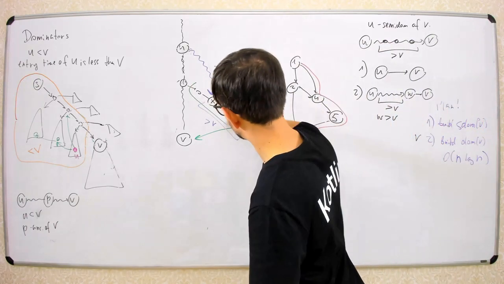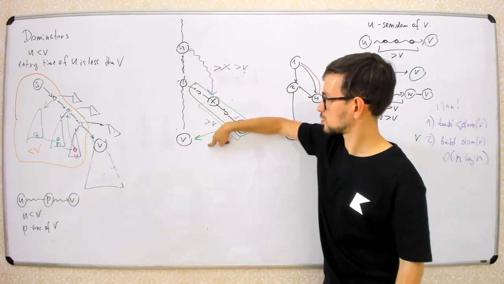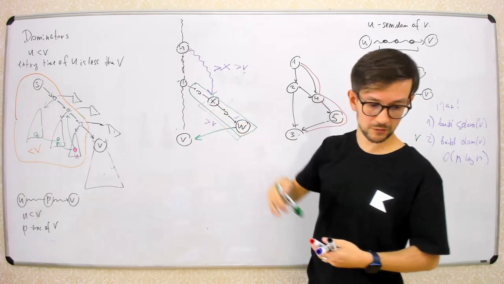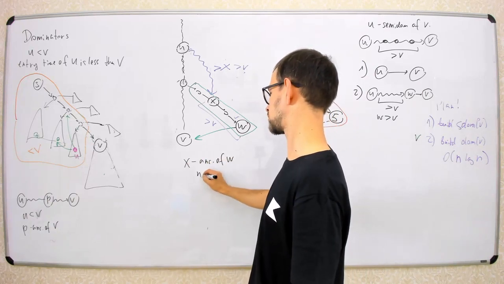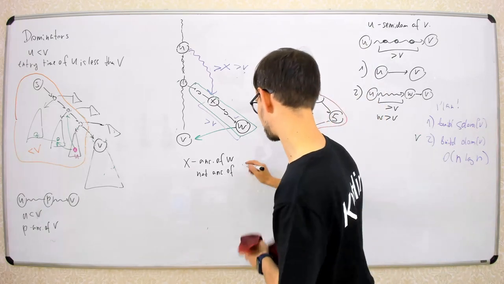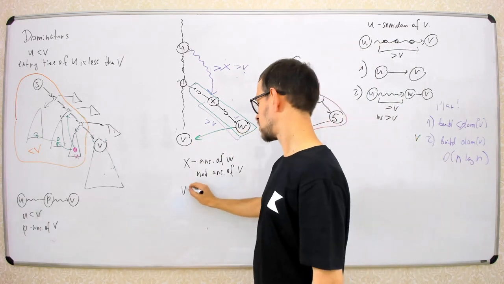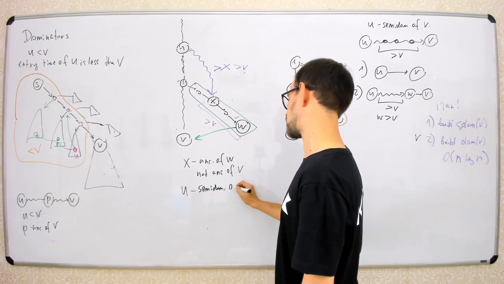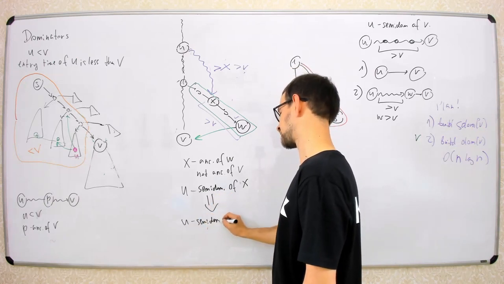So again, let's take this part of the tree. This part is from W to the lowest common ancestor of W and V. I take all these nodes which are ancestors of W but not ancestors of V. So let's take the node X. I take some node which is an ancestor of W but not an ancestor of V. And if U is a semi-dominator of X, then U is a semi-dominator of V.